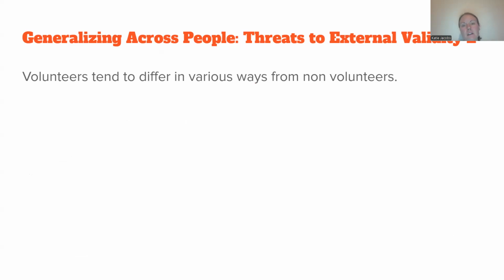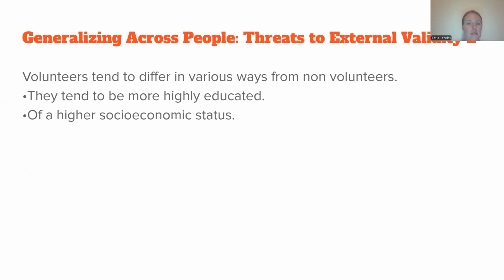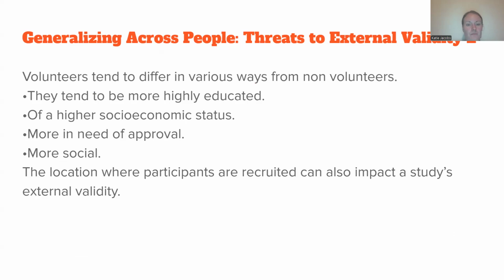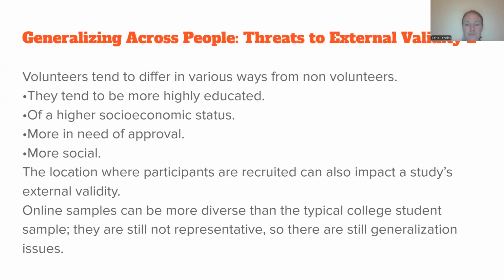Also, volunteers tend to differ in different ways than non-volunteers do. They tend to be more highly educated, of a higher socioeconomic status or SES, often more in need of approval, according to our book, and more social. The location where participants are recruited can also impact a study's external validity. Online samples can be more diverse than typical college student samples, but they're still not representative. So there are still issues with generalizing the results from those samples to bigger populations. One of the things is having access to computers and the internet.